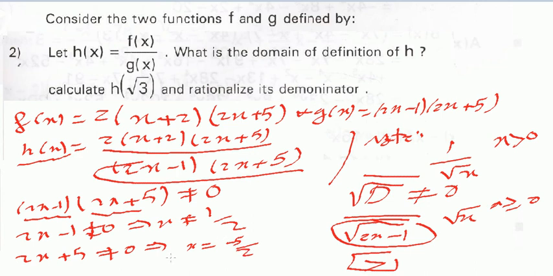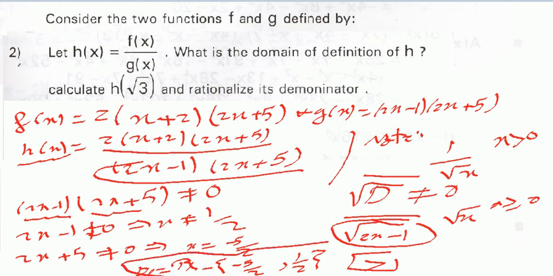Okay, so what's the domain of definition of h? I can write it like this. The domain of definition of h is equal to the whole set R minus two numbers: the first is minus 5 over 2, and the second number is half. Okay, this is the solution here. I'm sorry for the mess, but I can see that you can see it. Okay, so this is the domain of definition.